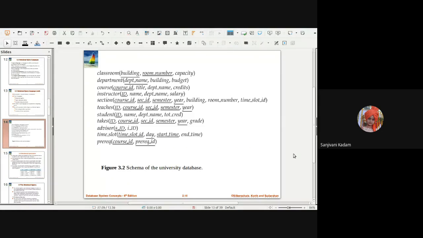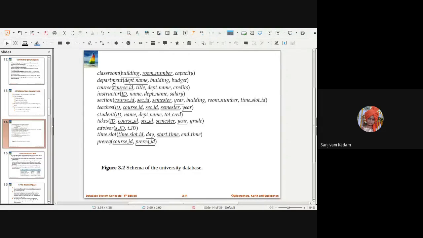Throughout our discussion, we are going to use the university schema. The first relation is the classroom. Within that we have building, room number, and capacity. These are the three attributes. Building and room number combined form a primary key, to uniquely identify any tuple or record from a table. This combination of building and room number will always be unique in the complete classroom relation.